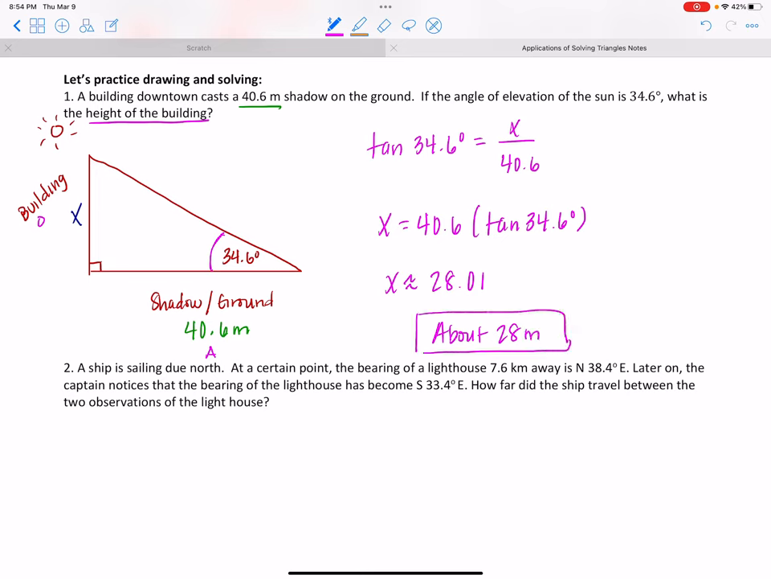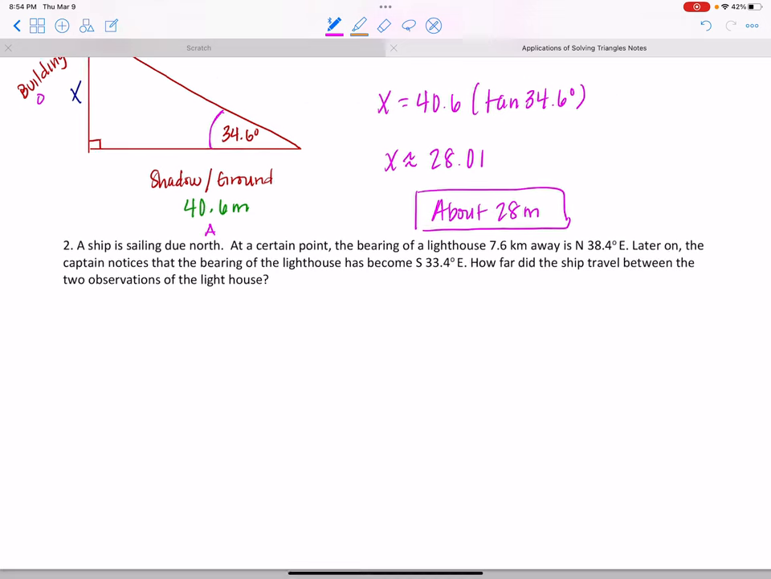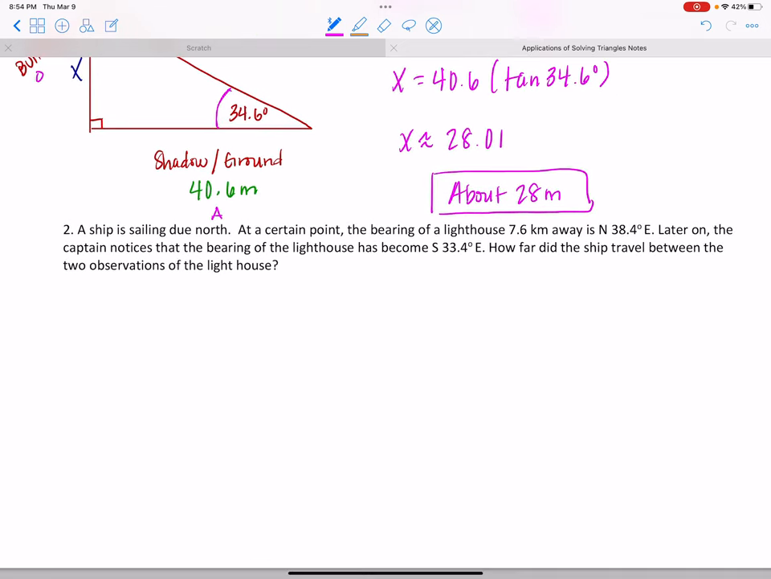Okay, first one down. The easy one, done. Let's move on to the next one. And I'm just going to warn you, that's the only one that makes a right triangle. The rest is going to involve more of what we've been working on in the last few topics, because our law of sines and law of cosines.